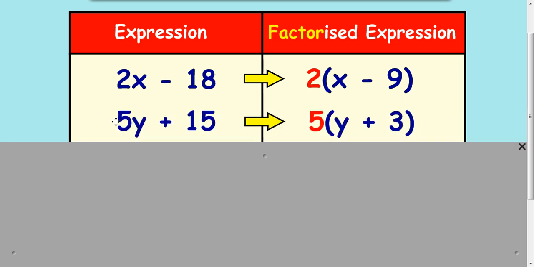Same idea here. If we think about what the highest common factor of 5 and 15 is, it's 5. And you need a y to make the 5y here, and you need a 3 at the back to make 5 times 3 to make the 15.